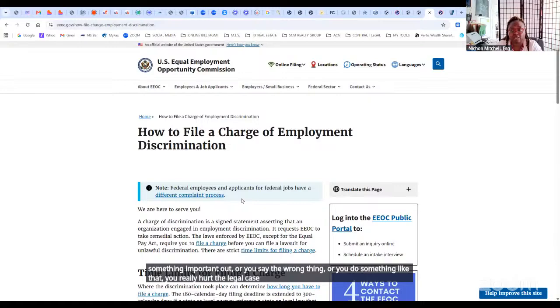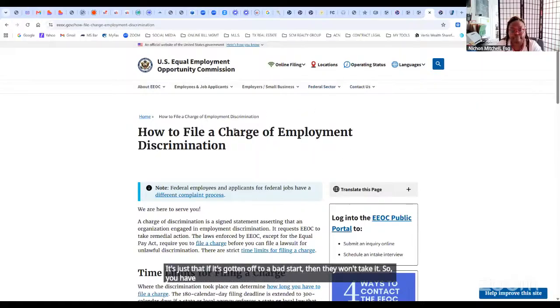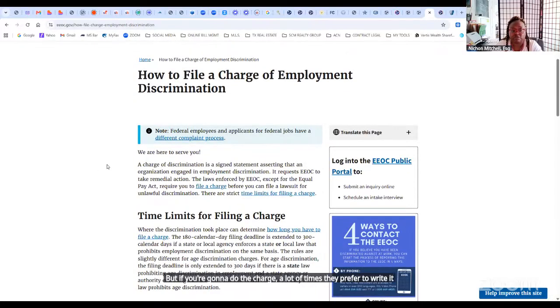And a lot of times, attorneys will not take your employment discrimination case if you already filed this charge on your own. Now, sometimes they will, but sometimes if it's gotten off to a bad start, they won't take it. So you have to understand that first. I wouldn't file a charge without going to see an attorney first, and then the attorney may just decide to skip the charge and go straight to litigation. But if you're going to do the charge, a lot of times they prefer to write it, so you should know that first.